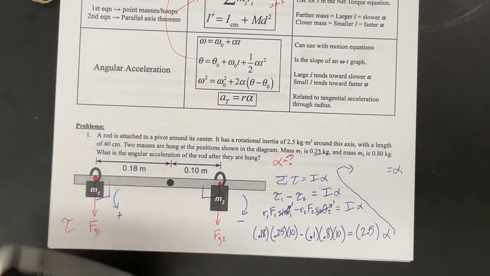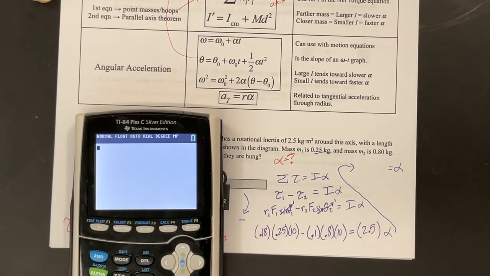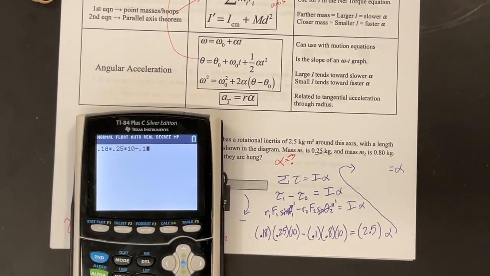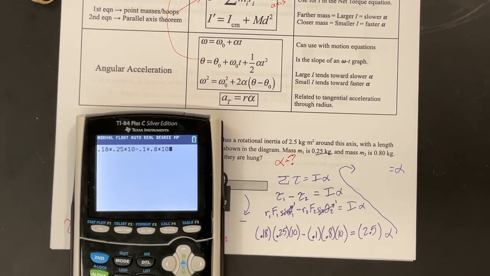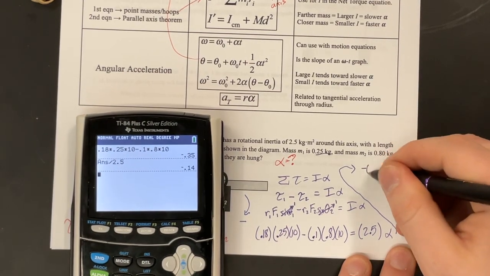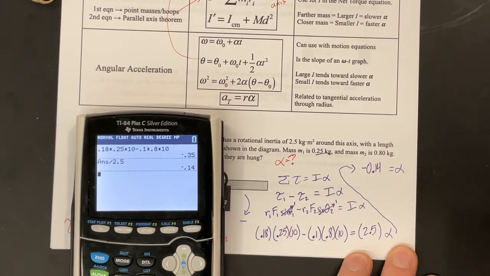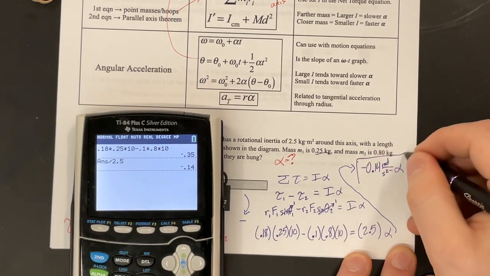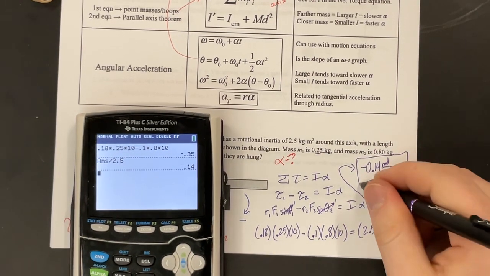And we can plug this into our calculator. 0.18 times 0.25 times 10 minus 0.1, 0.8, 10. And then divide both sides by 2.5. I get negative 0.14. It's alpha, so units are radians per second squared.